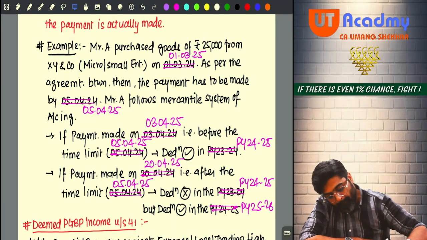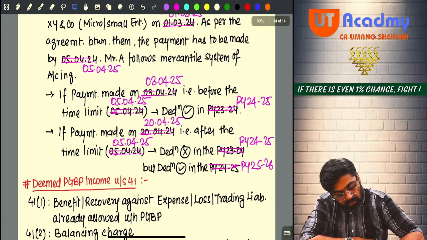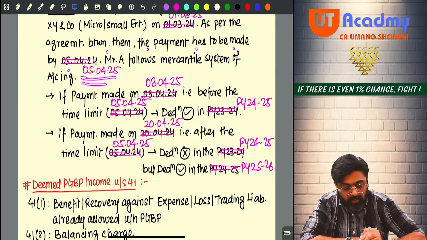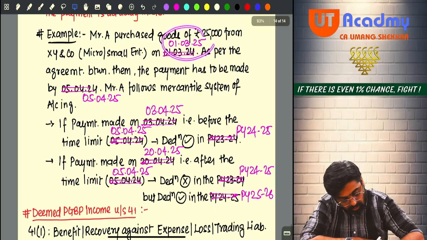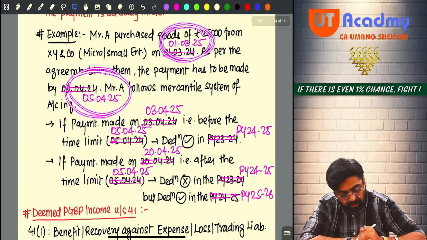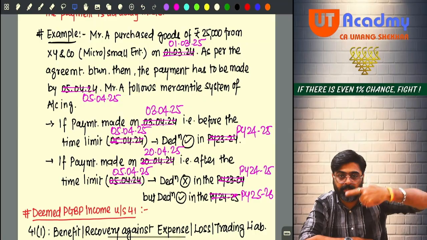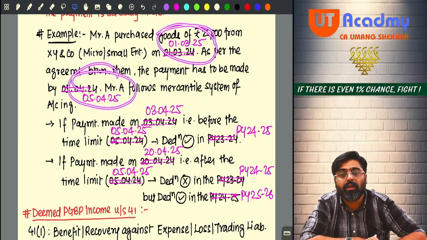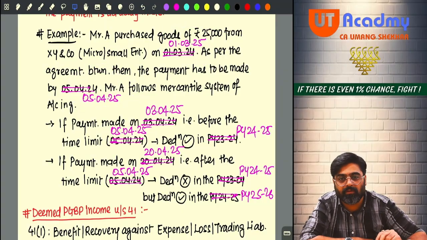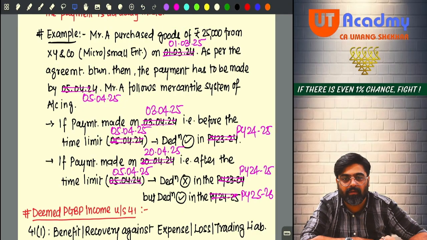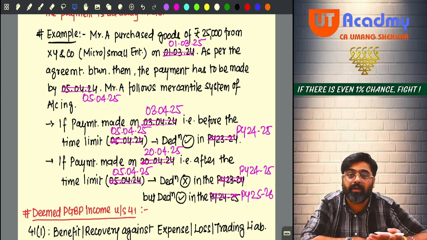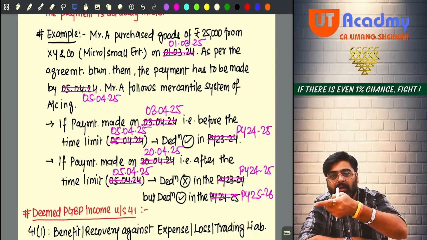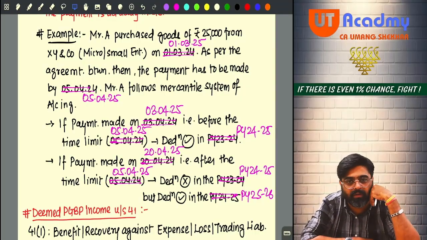Sure. So see, as per the agreement between them, the payment has to be made by 5th of April 25. Now from 1st of March 25 to 5th of April 25, this is the period fixed in the agreement. And if you count the number of days, it is not more than 45. Check. 1st March till 31st March, how many days? 31 days. And 5 days extra. 36 days. So total period allowed in the agreement is 36, which is less than 45 only, no?